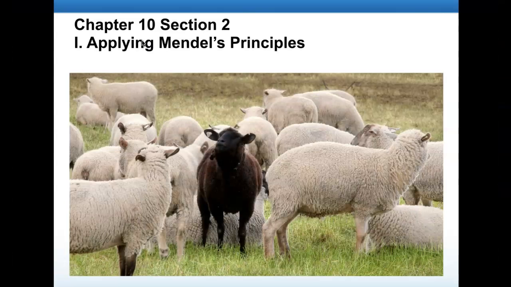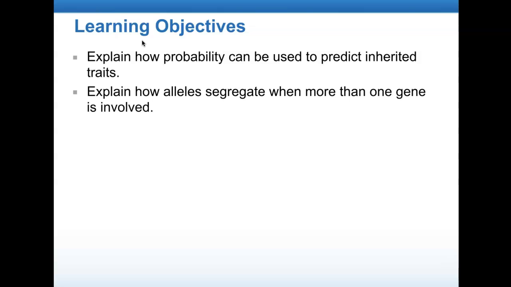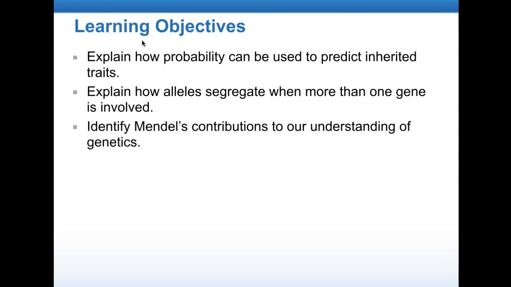Chapter 10, Section 2, Applying Mendel's Principles. Learning objectives: explain how probability can be used to predict inherited traits. Explain how alleles segregate when more than one gene is involved. Identify Mendel's contributions to our understanding of genetics.